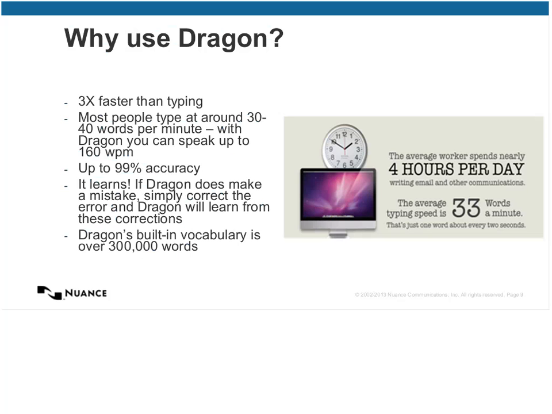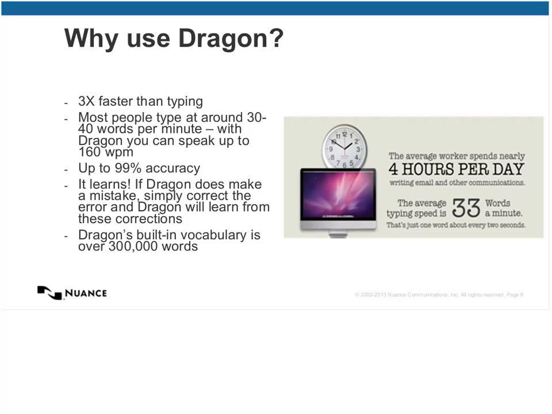And why do they use Dragon? Well, first we find that it's 3 times faster than typing. If you consider that most people type around 30 to 40 words per minute, but you can really speak up to 160 words per minute, you can see where Dragon can come in to help improve your productivity. It's up to 99% accuracy.